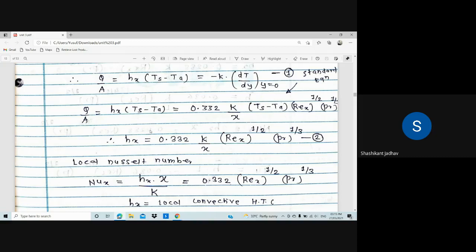Okay, so all of you write down Q by A is equal to Hx into bracket Ts minus Ta is equal to 0.332 K by X into bracket Ts minus Ta into bracket Reynolds number raised to 1/2.